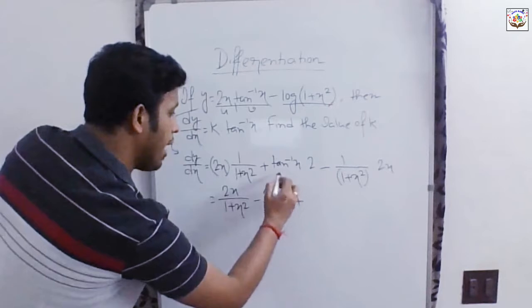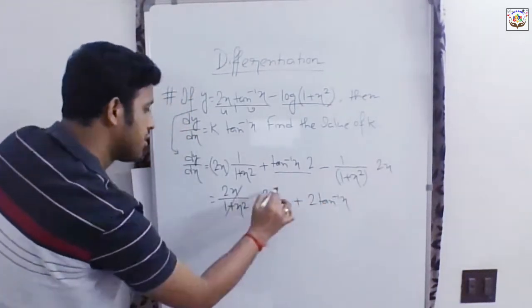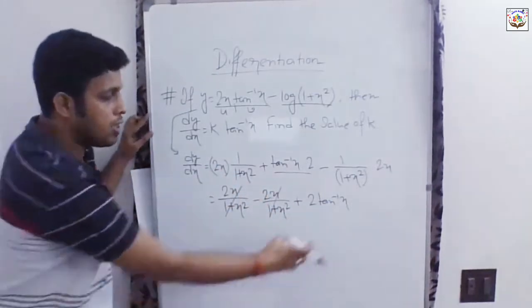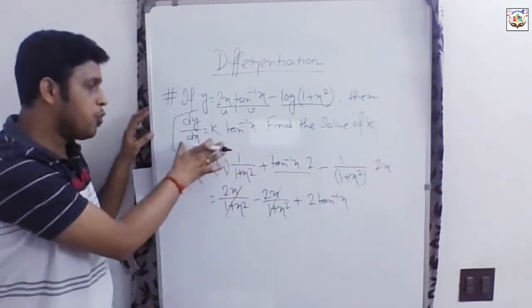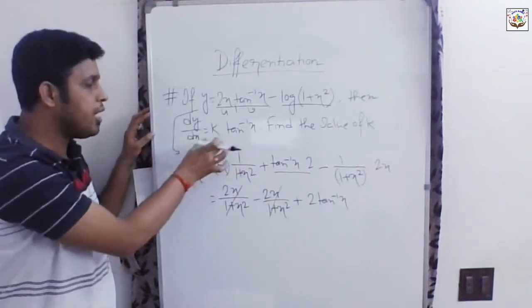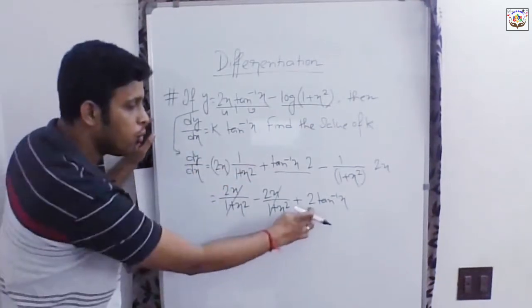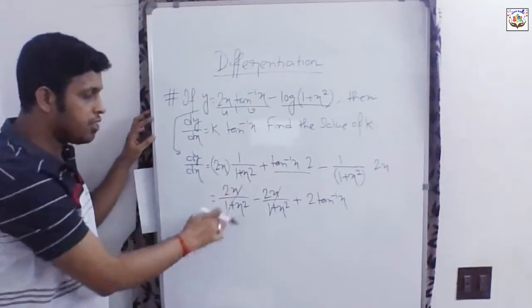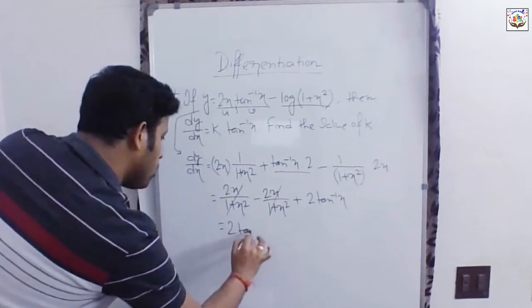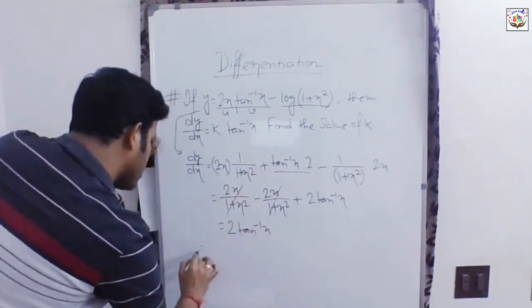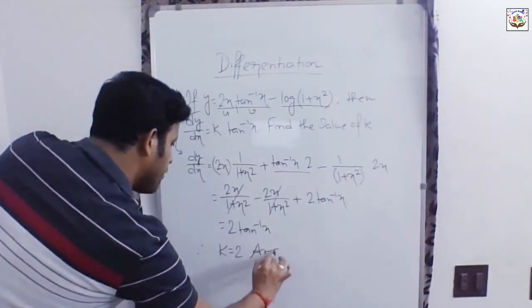And apart from that, we have 2 tan inverse x. So we can easily cancel out these two parts. So what we have is 2 tan inverse x, and as you can see what is provided in the problem, that dy/dx will be k into tan inverse x. So we have dy/dx as 2 into tan inverse x because these portions got cancelled out, right? So we have 2 tan inverse x. So k equals 2. Okay. So this is the value of k.